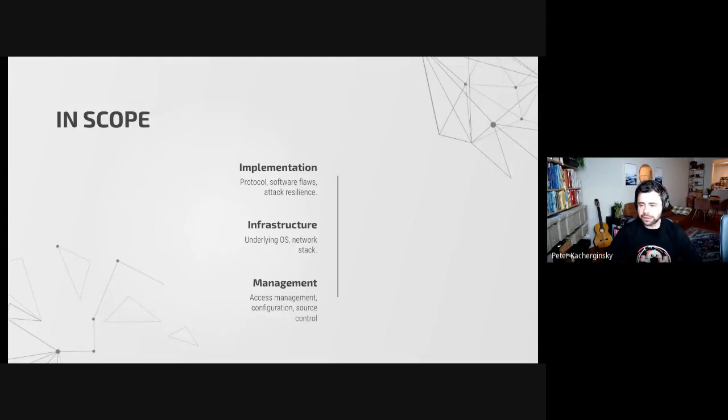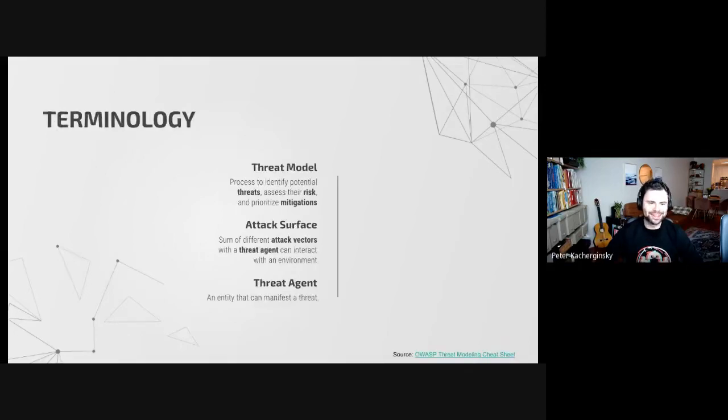Finally, management. The human factor always will be the weakest link in the security chain. So we will discuss access management. We'll talk about configuration, source control, and all other ops type of things. So with that, just before we dive into the exercise, I wanted to establish some terminology so we're all on the same page. The threat model, and this is taken from OWASP's excellent threat modeling cheat sheet if you want to review it and build your own threat models.